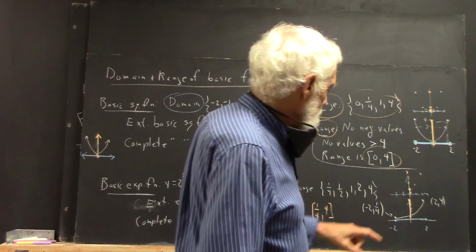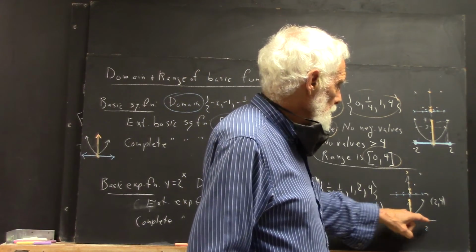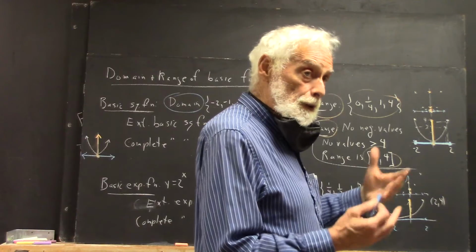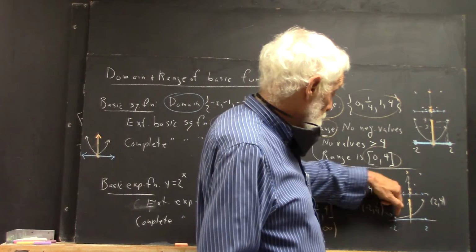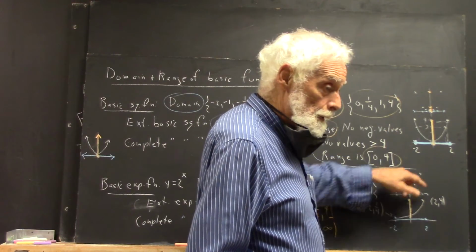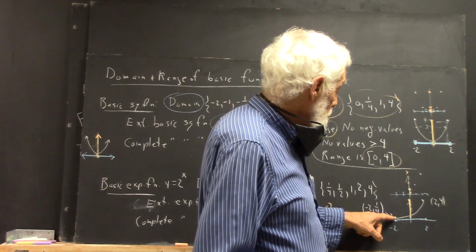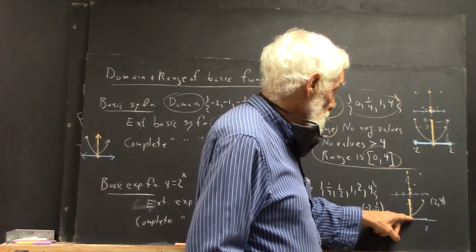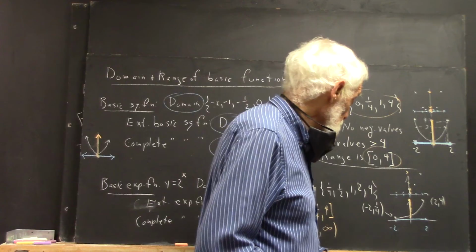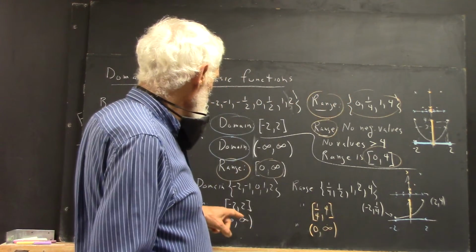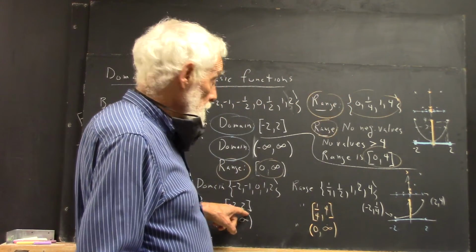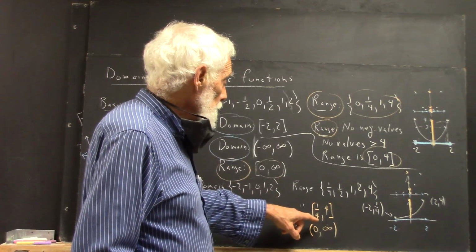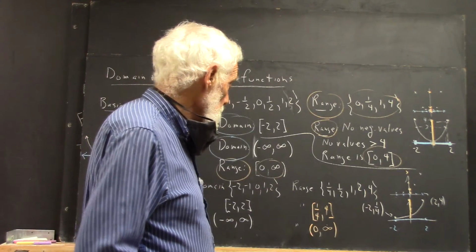Okay? And if you do all the numbers from -2 to 2, the values of the basic exponential function follow this curve. So you get all the values from the lowest value here, which is 1/4, up to the highest value, which is 4. So the domain is the interval -2 to 2, closed interval. The range is a closed interval, 1/4 to 4.